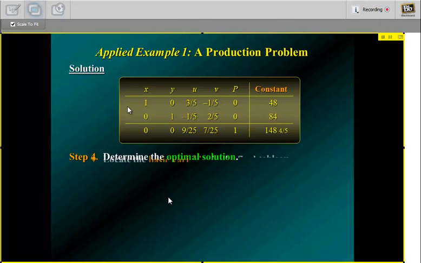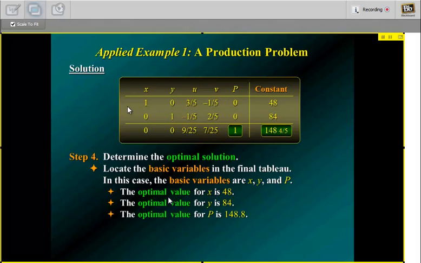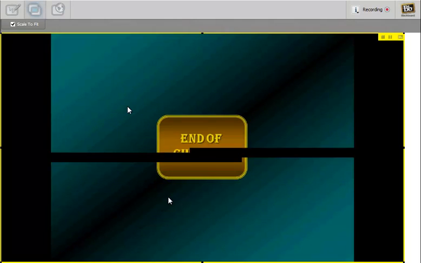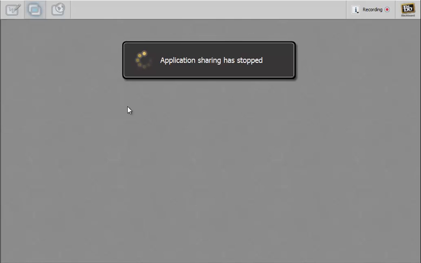So what are the values? The value of x is 48. The value of y is 84. The value of p is 148. So this is the end of today's lecture. If you have any question, then you can ask me.